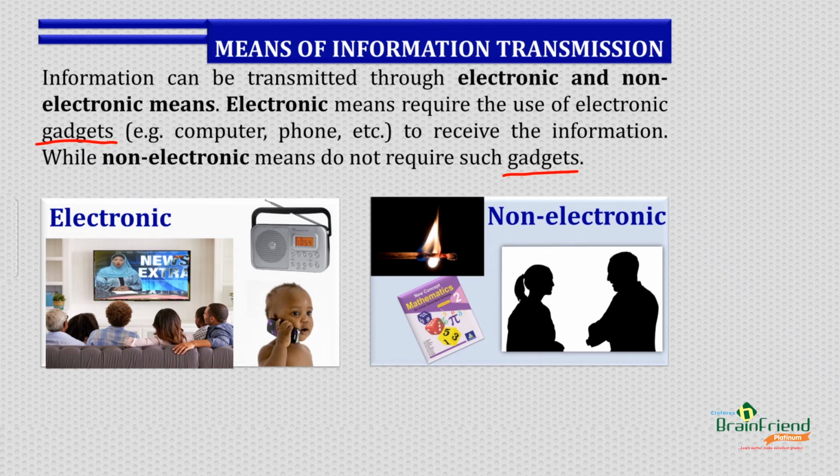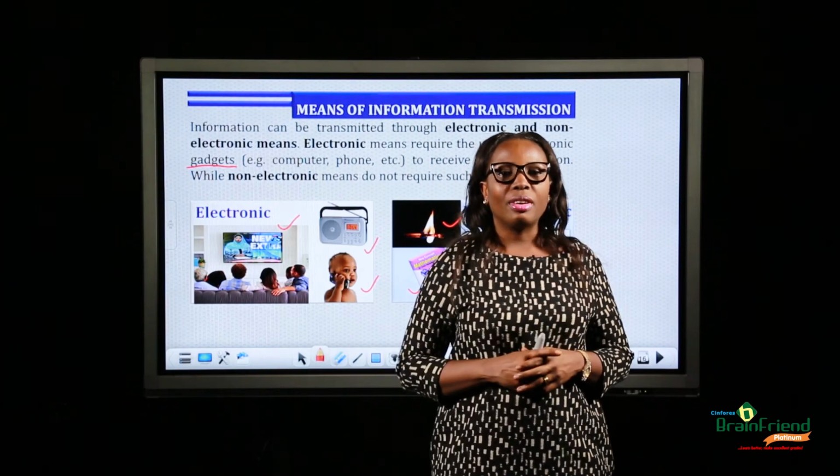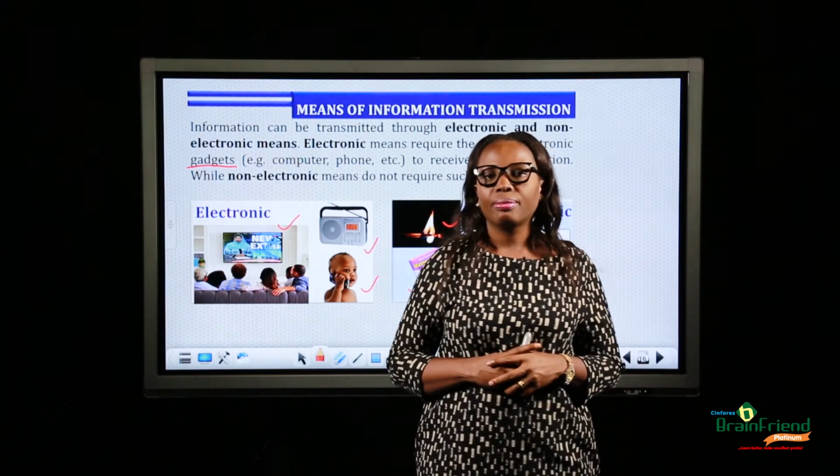For instance, the television is an electronic means, the radio is an electronic means, the mobile phone is an electronic means, while on the other hand, prints, fire signals, and face-to-face conversations are not electronic means. They are non-electronic. And with this, we've come to the end of the lesson. But before we leave, let's have a quick summary.